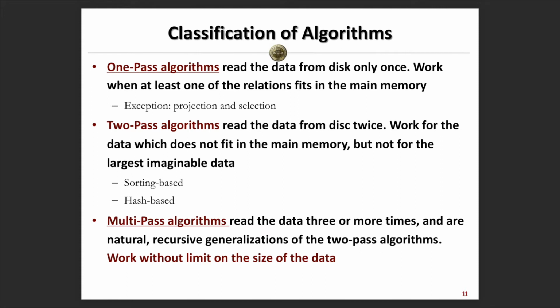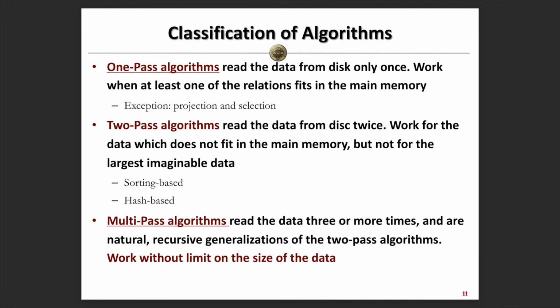And we also have two-pass algorithms. We can read data from disk twice and work for the data which cannot fit in the memory, but not for the largest imaginable data actually. And we also provided you with some examples like sorting-based algorithms as well as hash-based algorithms. So for the data which are very large, we can use multi-pass algorithms instead. In other words, we can read the data 3 or more times, and these algorithms are natural, recursive generalizations of the two-pass algorithms. Normally, they work without limit on the size of data.